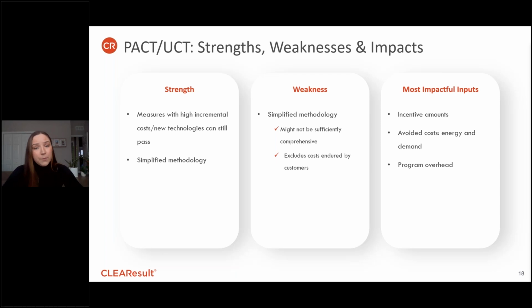Our most impactful inputs for the UCT or PACT are going to be our incentive amounts, like we said. So this one you might need to be a little more cautious about your incentive amounts, or just put a little more thought into what those levels are as proportioned with the cost of the equipment. Also, our avoided costs again, so we're looking at our energy and demand costs, making sure that that methodology, you're covering as many of your bases as you can. You're really looking at all of your avoided costs from running these programs, and also your program overhead.